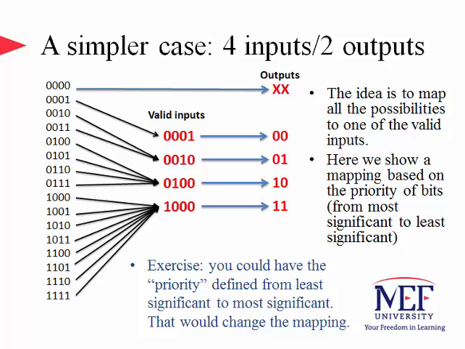This mapping is derived using the priority of bits. Thus, for example, the bit combination 0011 corresponds to 0010 because the most significant bit position takes priority. The priority could have been defined from the least significant to the most significant bit position as well. That's an alternative way, so it's a matter of convention in this case. That change would change the mapping shown in this slide.